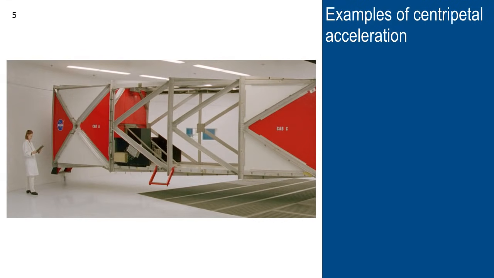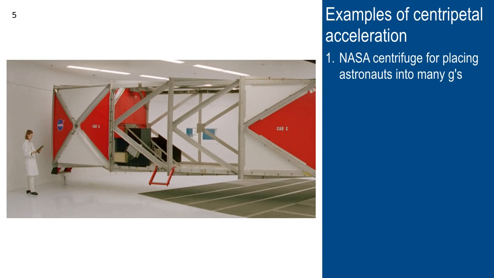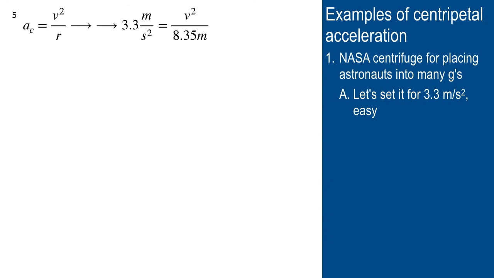All right, so here we go. Here's the close-up picture of this lady, and we're going to do 2 acceleration examples. First one, the NASA centrifuge for placing astronauts into a bunch of G's. Here's what we're going to do. We're going to set this up, and I want my trainee astronaut to go through 3.3 G's. The reason that I chose 3.3 G's is that is about the maximum that you get in the space shuttle when it is in launch phase.